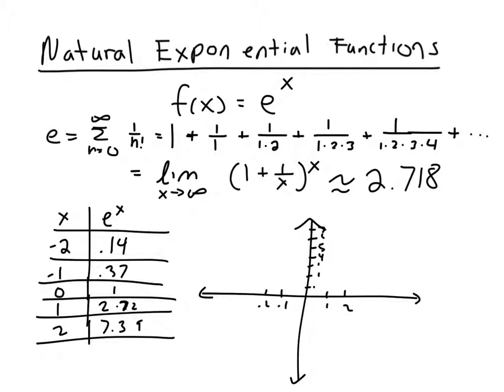At -2, it's some really small number. At -1, it's also a really small number. At 0, it's 1. At 1, it's 2 point something, so that'd be right about there. At 2, it's 7 point something, so that's above 7. This is the way the function looks. It has a horizontal asymptote at y equals 0. We'll do another graph of an exponential function using transformations in the next video.